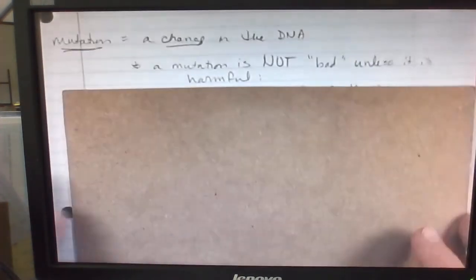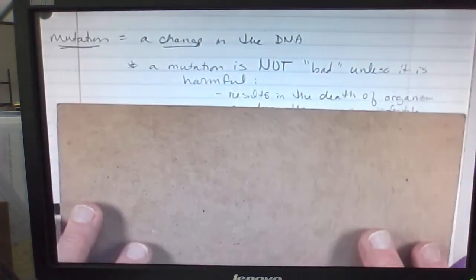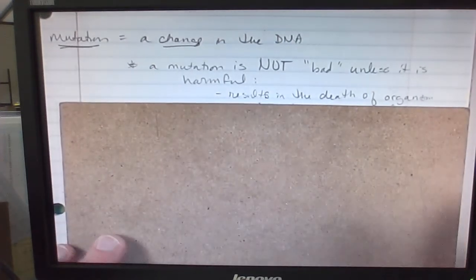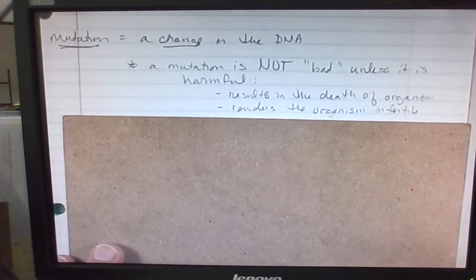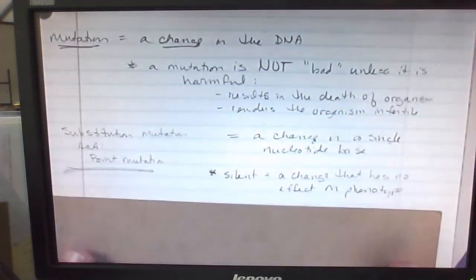The mutation is not bad unless it is harmful to the individual. So ways that it's harmful is if that mutation results in the death of the organism, or if that mutation renders the organism infertile. Those are the only ways that a mutation would be considered bad, is if it's harmful.